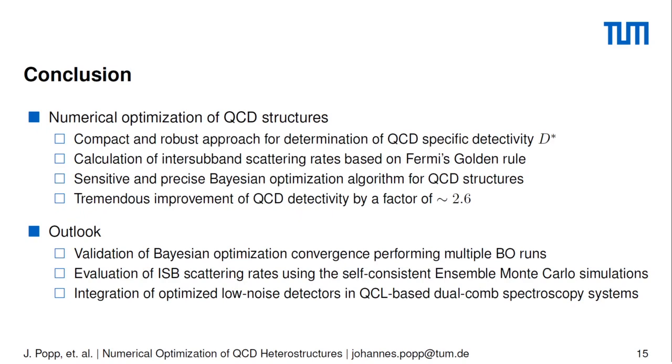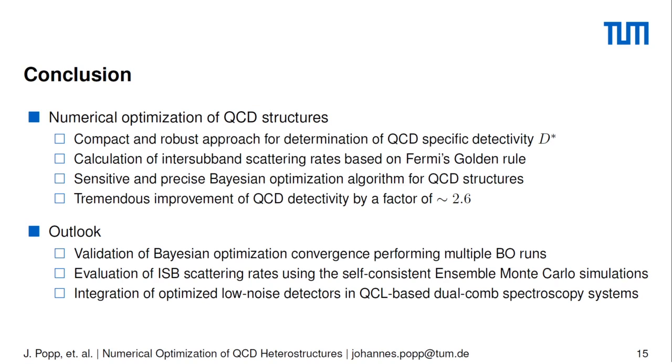So last but not least, a small conclusion. The numerical optimization of quantum cascade detector structures was presented. We presented a compact and robust approach for the determination of the specific detectivity. We calculated the inter-subband scattering rates by Fermi's golden rule. We used a sensitive and precise Bayesian optimization algorithm to improve the detectivity of our nominal structure by a factor of 2.6. And a small outlook.